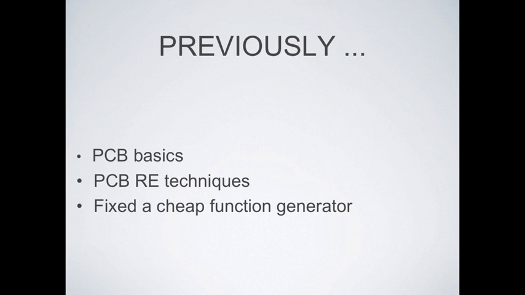Previously, last week or 2 weeks ago, what we talked about was the basics of what a printed circuit board was, the components you find on top of it, and the various things you're basically going to find. The second thing we did is we covered some techniques that you can use to reverse engineer it, like continuity testing and looking up package names and numbers. And we also showed you how to apply these techniques to fix a function generator.